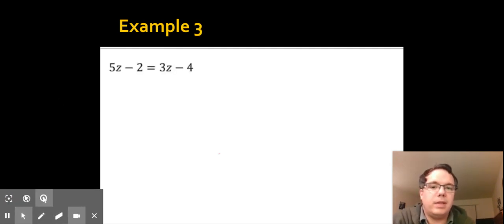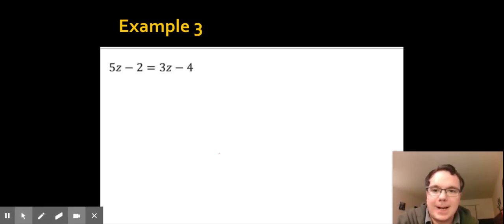All right, let's bump it up a little more by having variables on both sides. First step is still to check to see if we can simplify. So 5z minus 2 on the left. 5z and 2 aren't like terms. There's no parentheses, so it's simplified. How about 3z minus 4? Well, 3z and negative 4 aren't like terms, and there's no parentheses, so we're simplified.